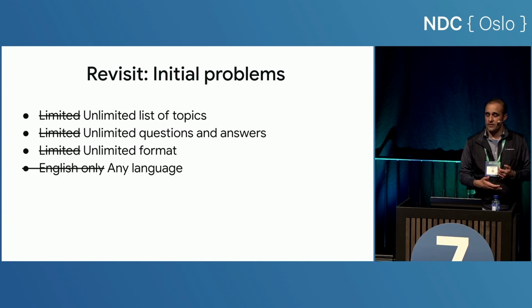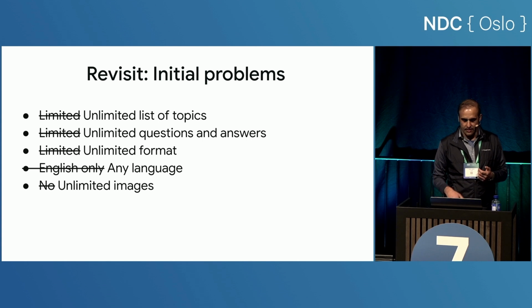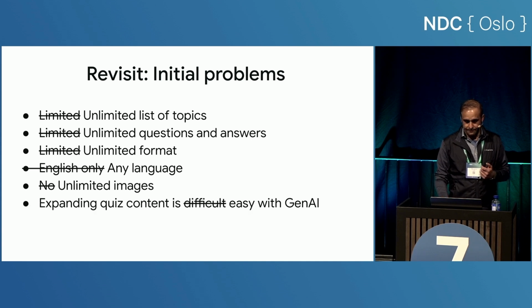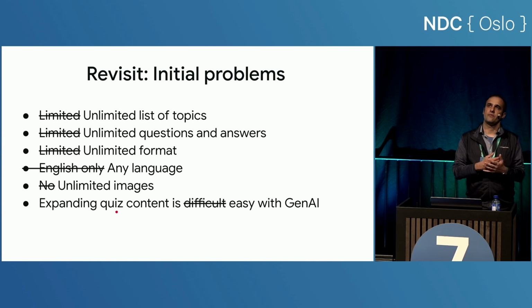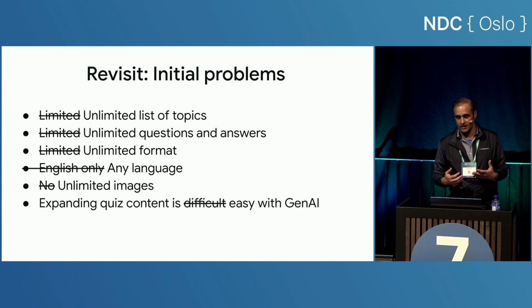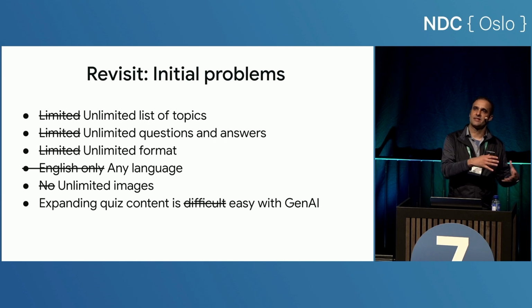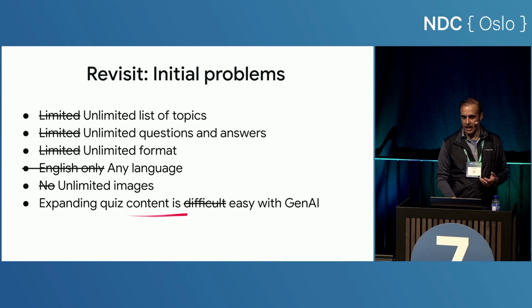It used to be English only. Now it's any language. There were no images. Now we can generate images on demand. They might not be great, but at least it's an image that we can use. And expanding quiz content was very difficult before. We had Open Trivia, and we couldn't really expand it beyond that. And that's what kept the app in its state for a few years. But now with GenAI, expanding the quiz content is really easy.